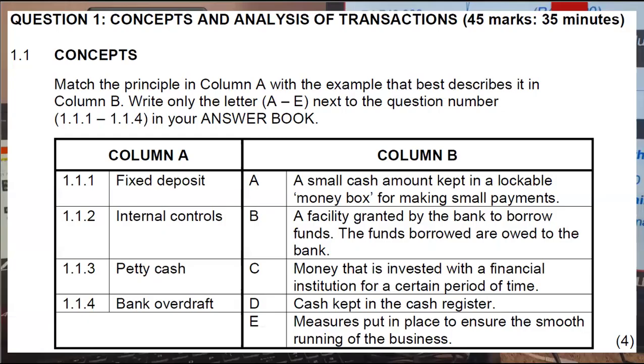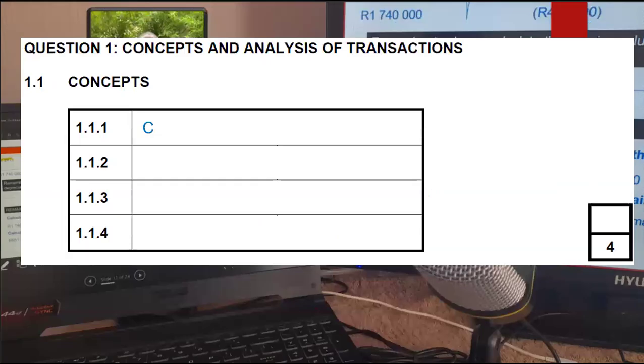1.1.2, well, I read up to C. D says cash kept in the cash register. That is a cash float. And we don't have any concept here relating to cash float. E, measures put in place to ensure the smooth running of the business. Definitely that is 1.1.2. So 1.1.2, we can safely say that will be E.